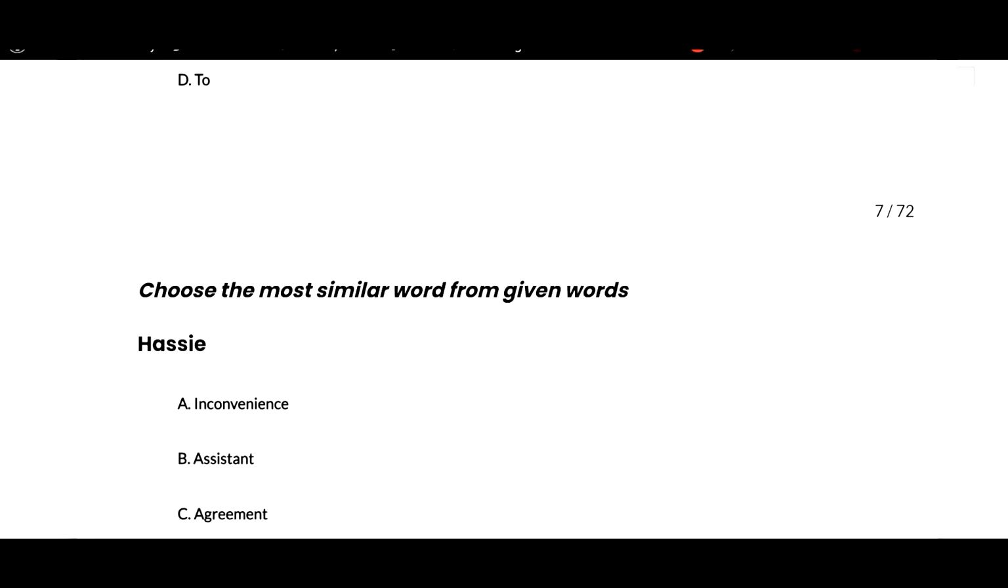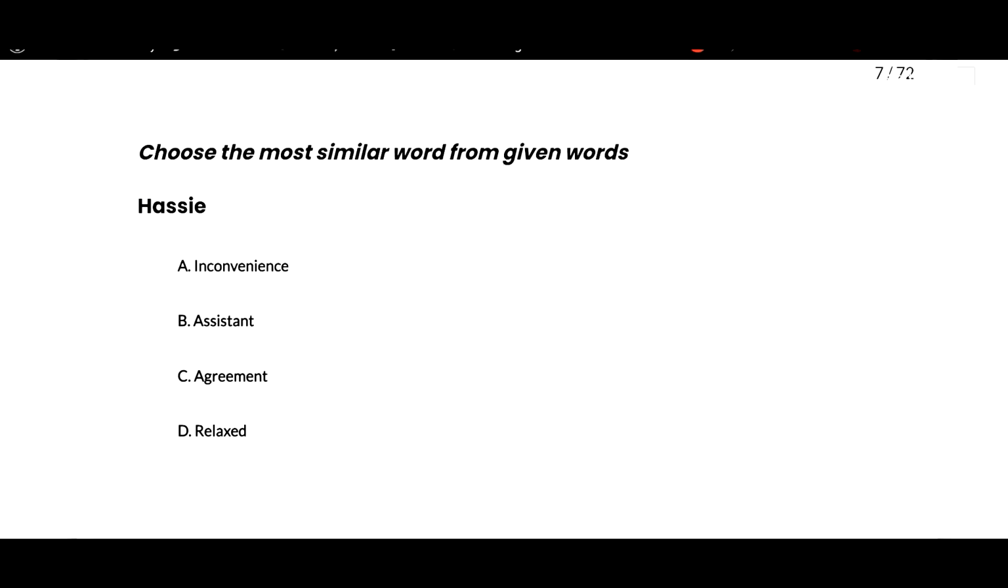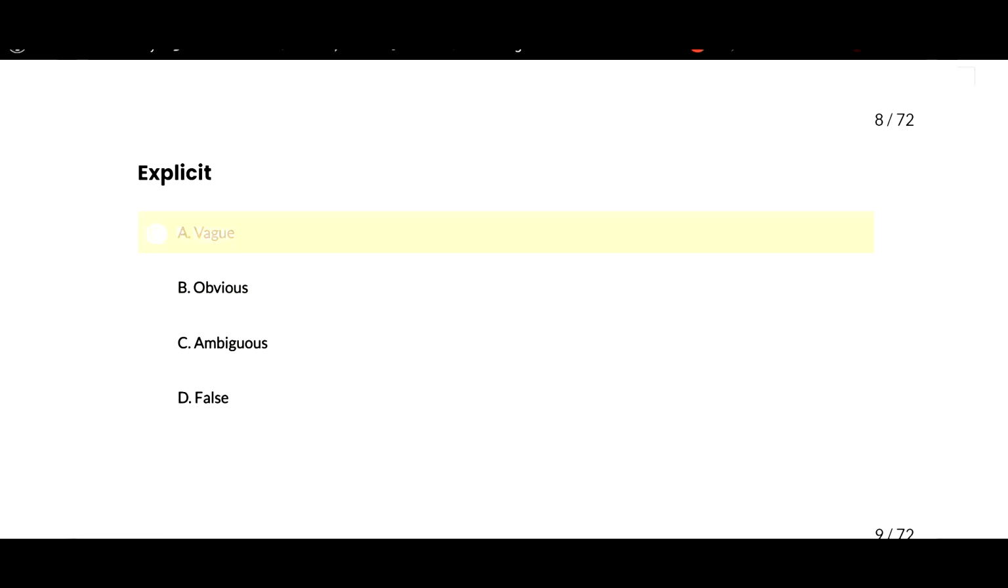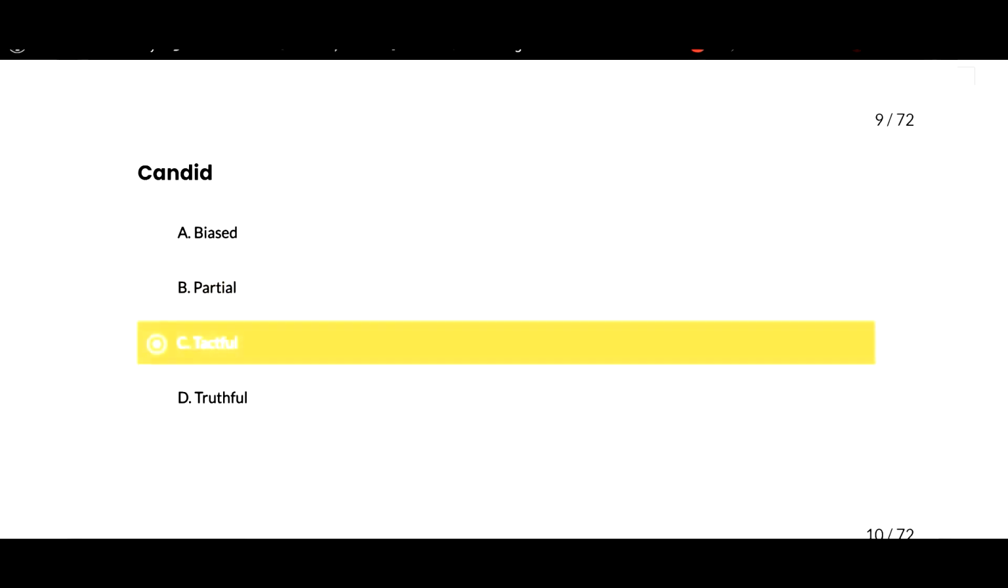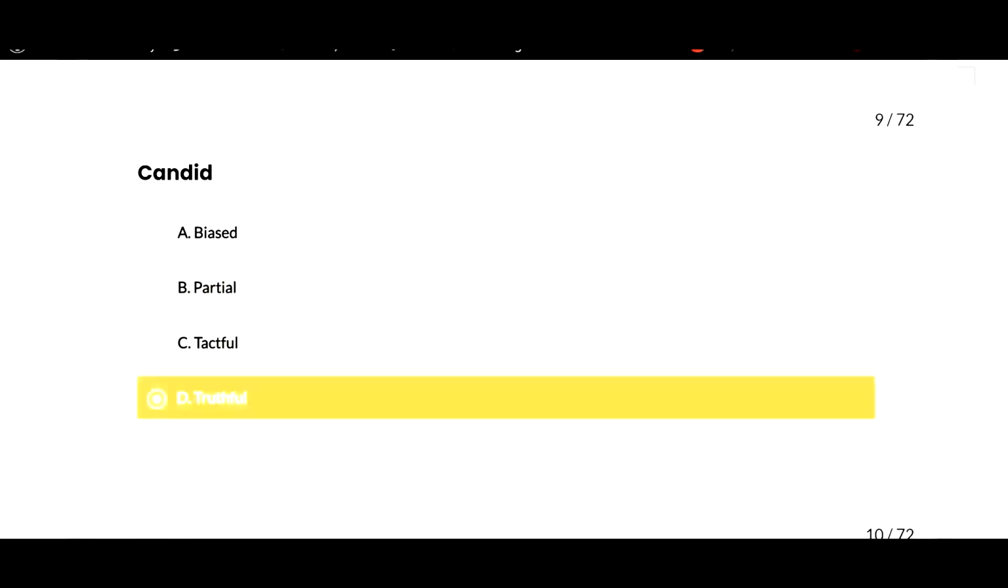The next, in the second section, you have to choose a similar word. Here for HEC, the meaning of HEC is trouble. So inconvenience is the correct one. The next is explicit, which means clear, so obvious is the correct one. The next is candid, which means truthful, so truthful is the correct one.